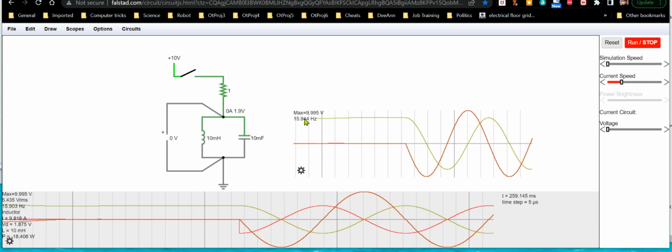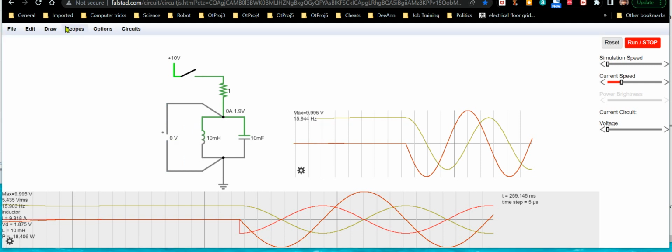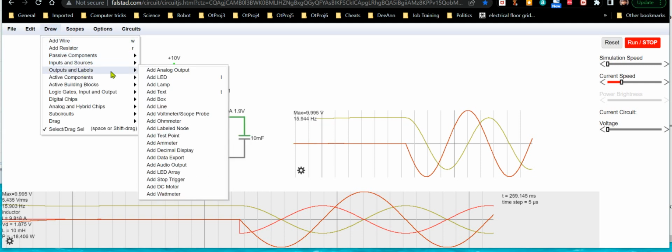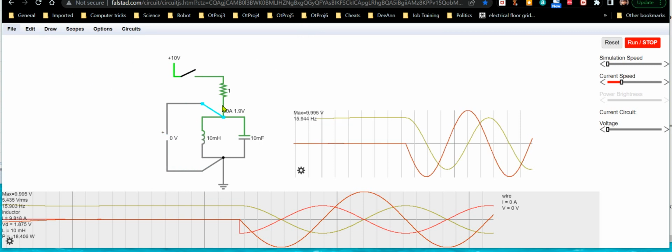So that's how that's set up. And in this scope over here, I actually use this voltmeter here, which is on outputs and labels, and you go volt, scope, probe. Okay, that's what that is. So I drew that across here, and I'm measuring basically across this tank circuit. So you're seeing the actual voltage waveform for whatever's going on here.